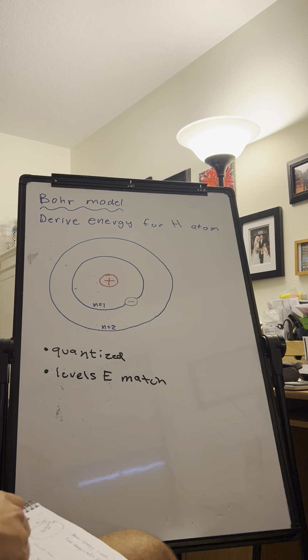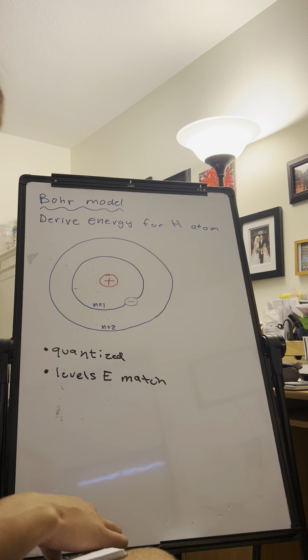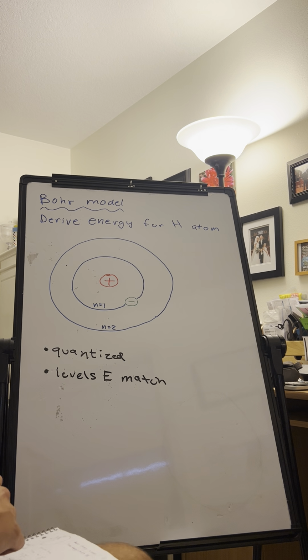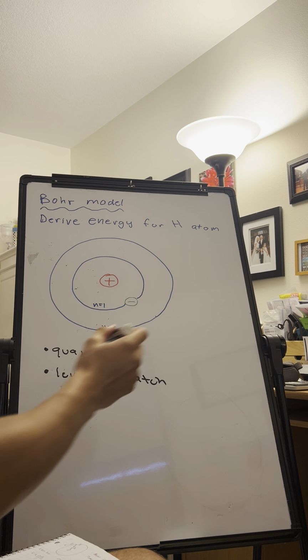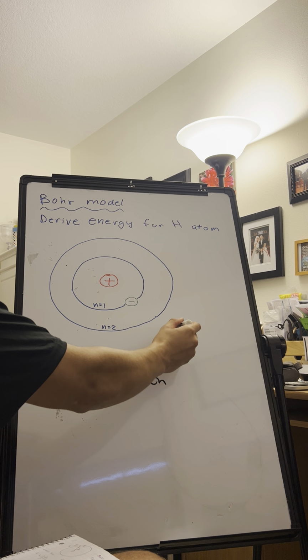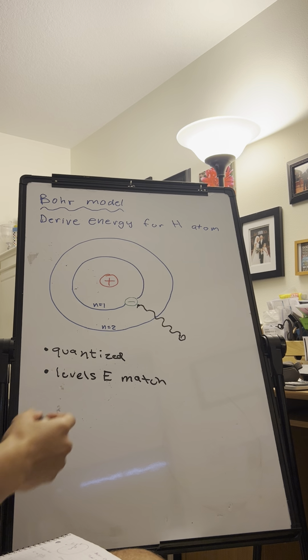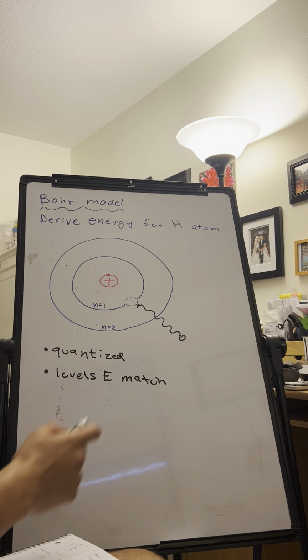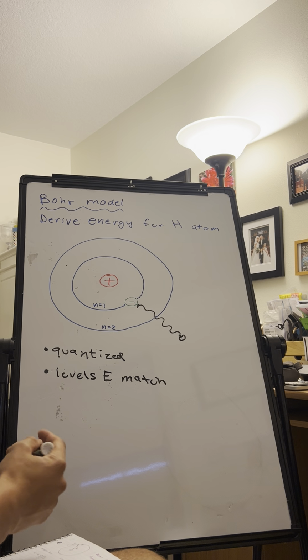Alright, so this is my next exemplar for modern physics, and it's asking me to derive the energy for a hydrogen atom, and specifically Bohr's model. So in Bohr's model, the main ideas are that energy is quantized. What that means is that when a photon comes in and hits an electron, that's a specific amount of energy.